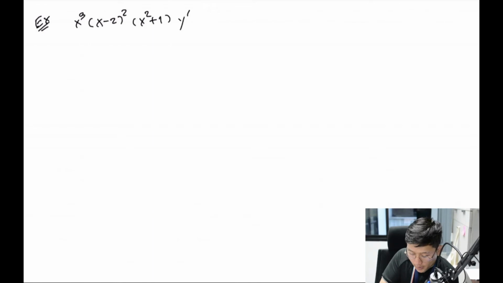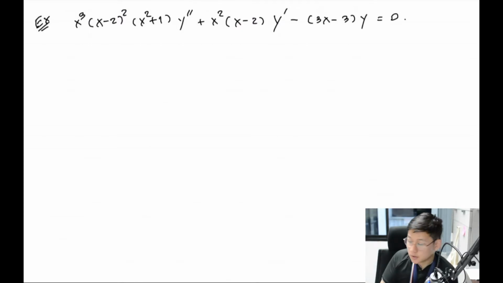Let me give you one more example. This one you need to write down yourself, I didn't type that in. So the question is: x cubed, x minus 2 squared, x squared plus 1, y double prime, plus x squared, x minus 2, y prime, minus 3x minus 3, y equals 0. That would be the question.